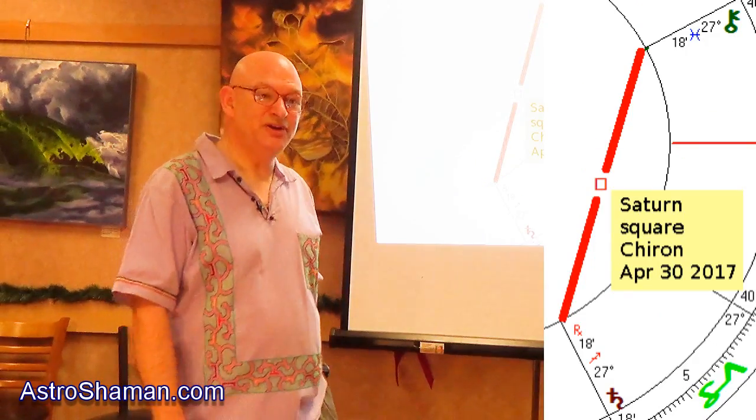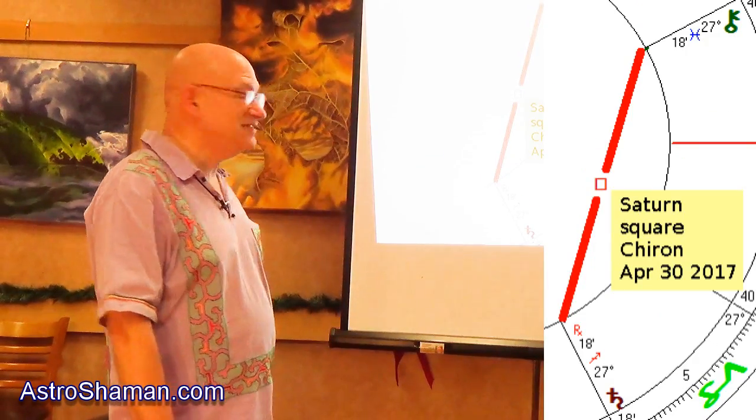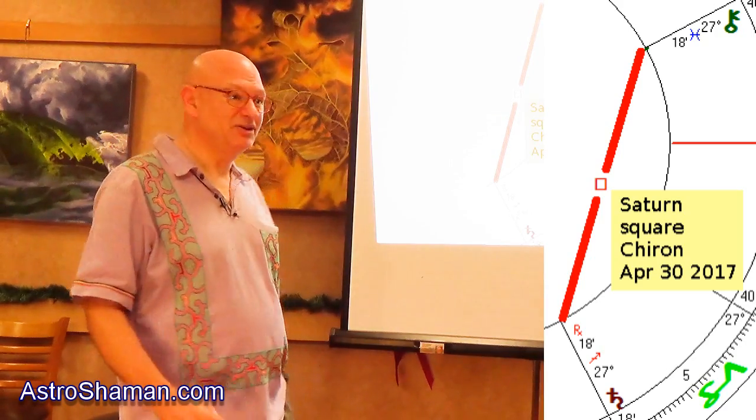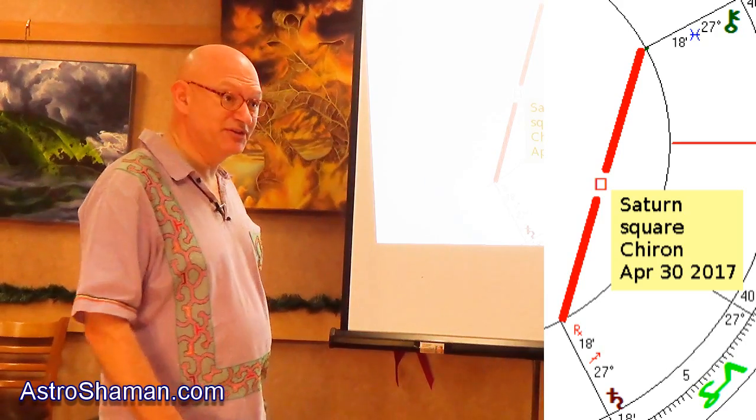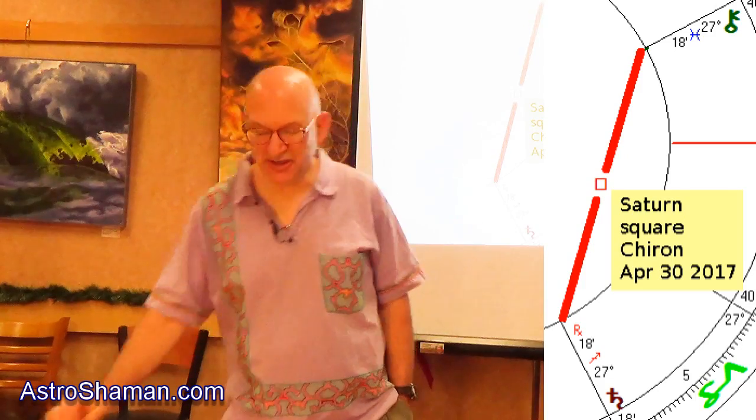Saturn square Chiron. We know that's happening all year, but it's actually exact twice this year. So one of the exact hits is April 30th, just so you know. And again, we've already discussed what they do.